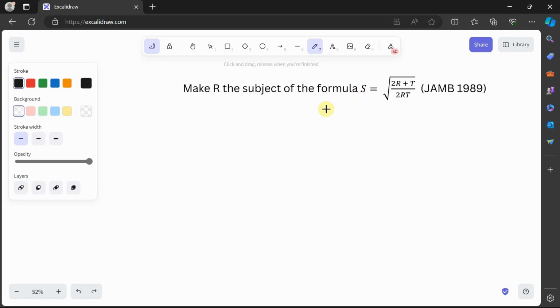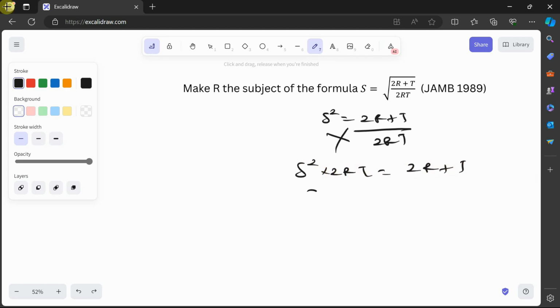So the first is that I can square both sides. So that will be s squared is equal to 2r plus t all over 2rt. Right? Then the next thing that I will maybe want to do is to cross multiply. So that is s squared times 2rt, equals 2r plus t. So this is 2r s squared t is equal to 2r plus t. Right? I want to make r the subject of the formula. So anything that has to do with r, I'll take it to one side. So that will be 2r s squared t minus 2r is equal to t.